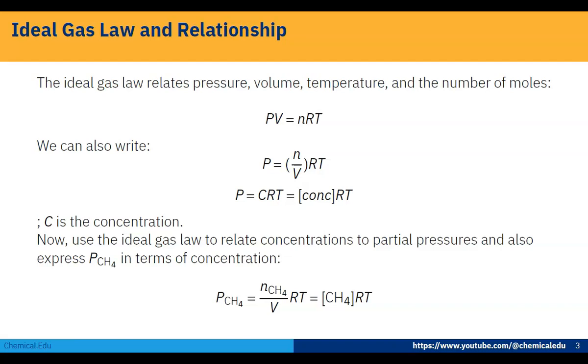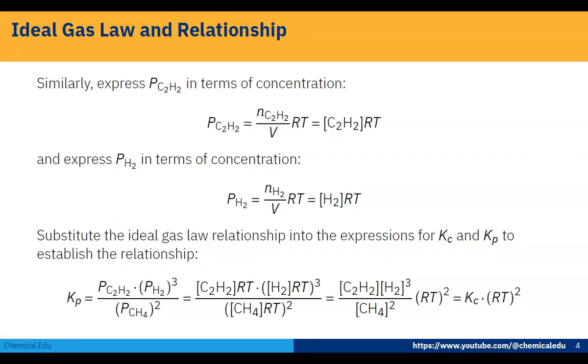Now use the ideal gas law to relate concentration to partial pressure, and express the partial pressure of methane in terms of concentration. So the partial pressure of methane is nothing but the concentration of methane times RT. In a similar way, the partial pressure of C2H2 is the concentration of C2H2 times RT. And also in a similar way we can express the partial pressure of hydrogen in terms of concentration. So the partial pressure of hydrogen is the concentration of hydrogen times RT. Now we know Kp, and then we substitute all these partial pressures and we will find Kc.